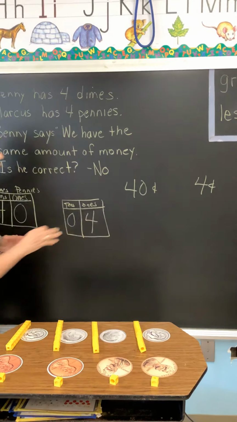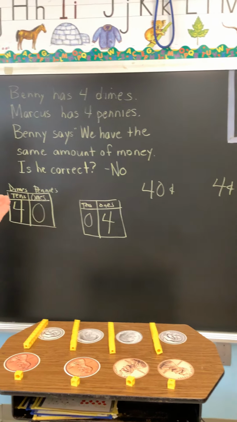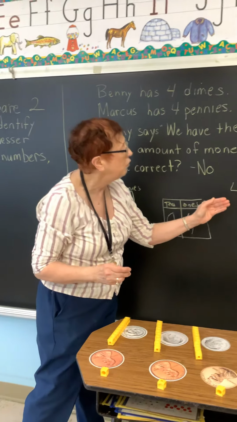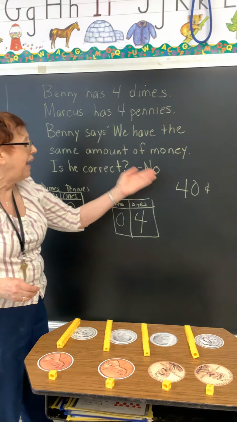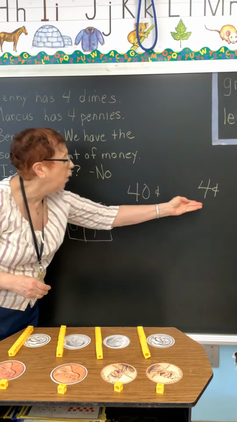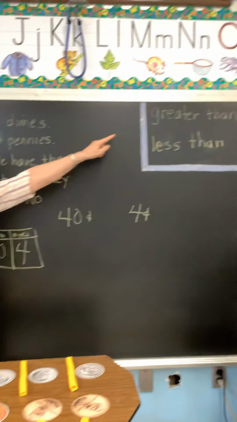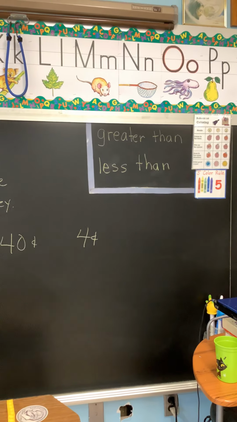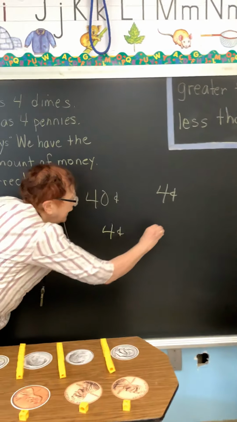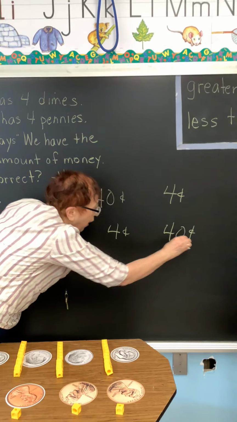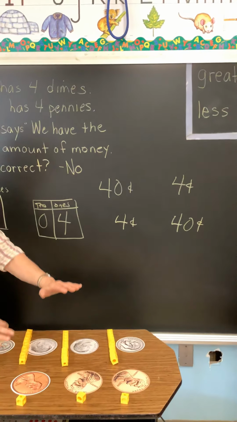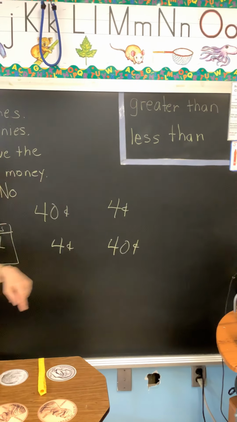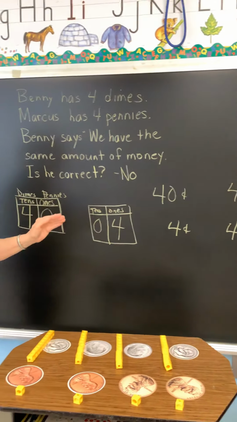So now, this is what our learning goal is talking about. They're talking about a way that you can show on paper what's more or less. So we could say 40 is more than 4, or the math term we're going to use is 40 is greater than 4, or we can say that 4 is less than 40. It's only a little bit. So we would use this word. 4 is less than 40. Okay? So that's what we're going to work on.